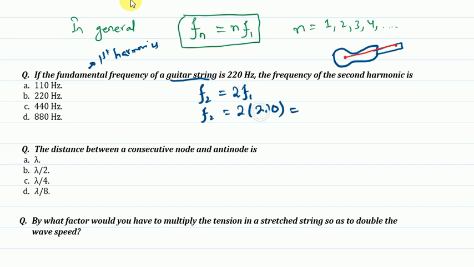Okay, so this is 2 multiplied by 220, and that would be 440. Two zeros are 0, two twos are 4, two twos are 4. So this is 440 hertz. Yes, C is our answer, teacher. All right, very well done. Okay, then next, let's move towards the second question.